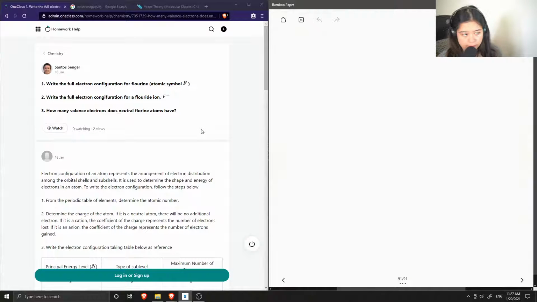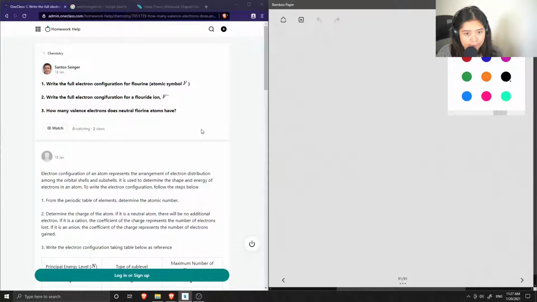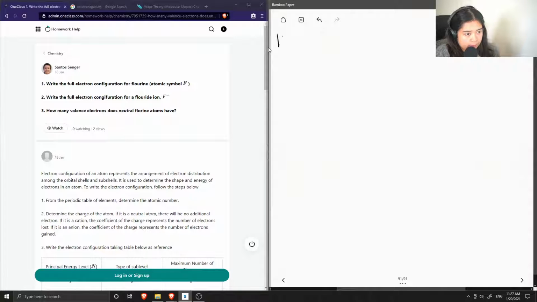Okay, so question number 10 is to write the full electron configuration of fluorine, atomic symbol F, and then write the full electron configuration of a fluoride ion, which is F minus. How many valence electrons does a neutral fluorine atom have?